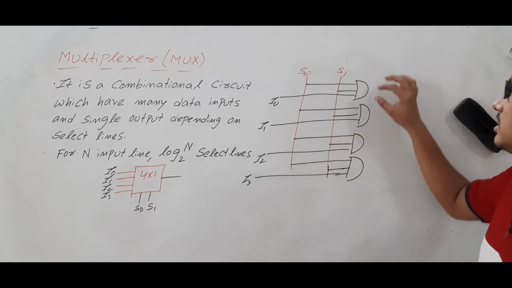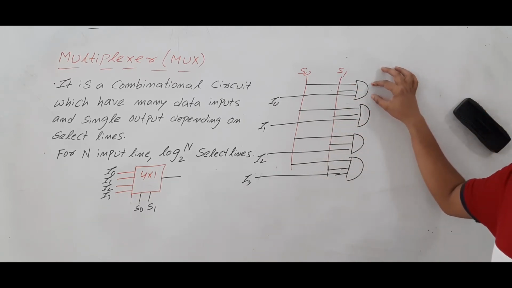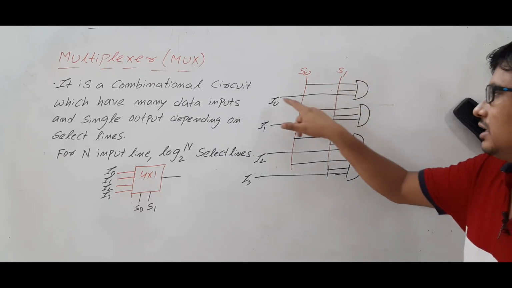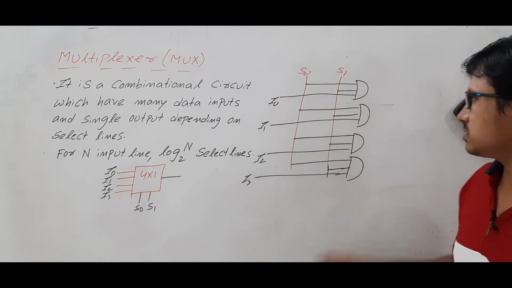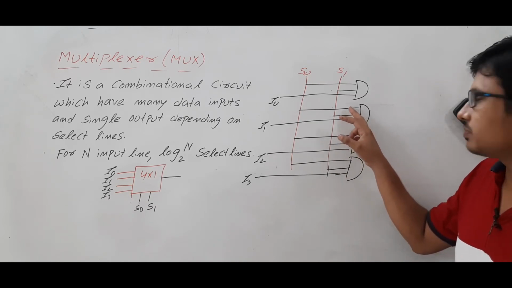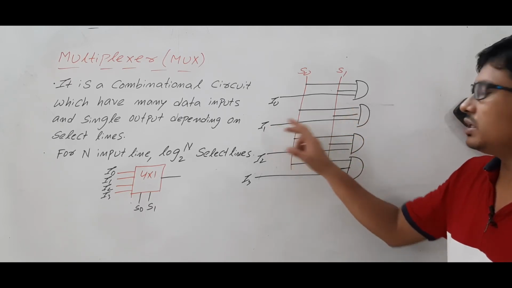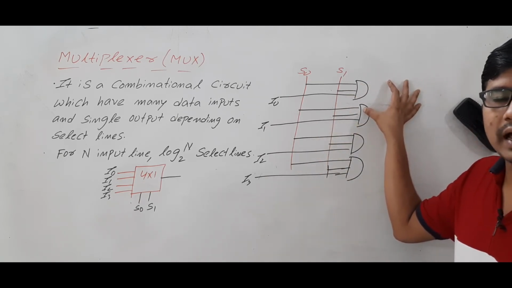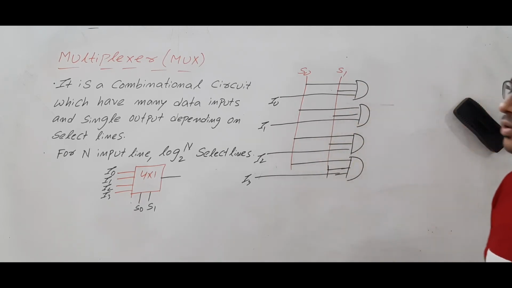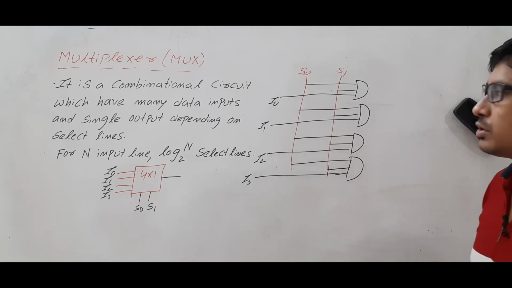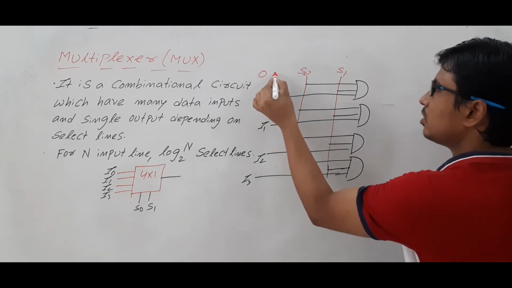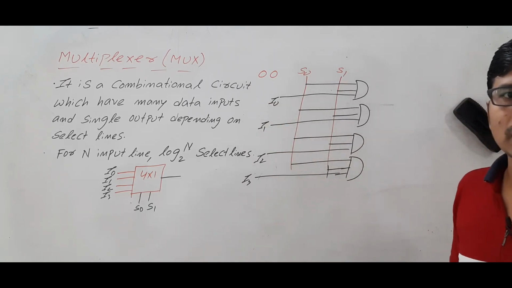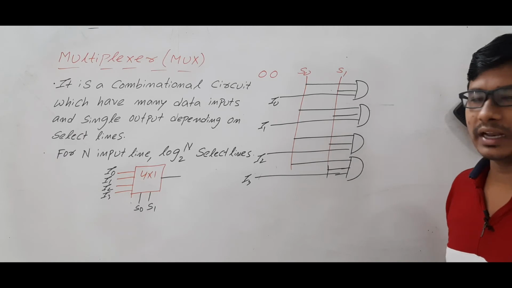So now if you see how it will produce the output. If S0 and S1 are 0 and 0, then it should produce the output as I0. Similarly, if it is 1 1, then only it will produce the output as 1. Meaning the input for the AND gate should be 1. But according to our truth table, if S0 and S1 are 0 0, then only it will produce the output as I0. Am I right or wrong?